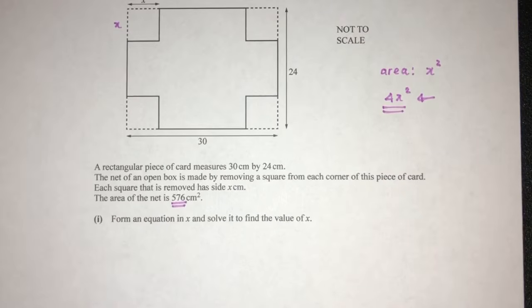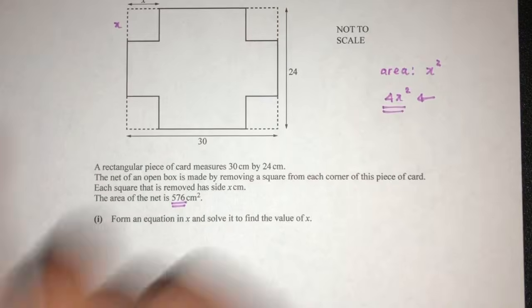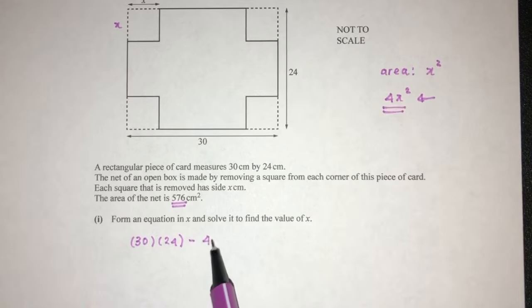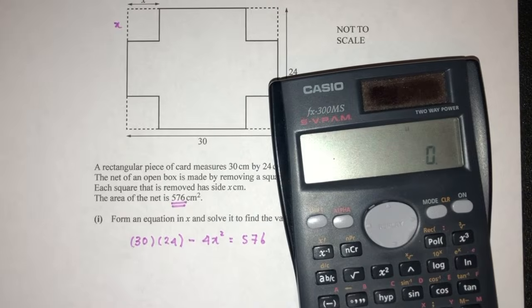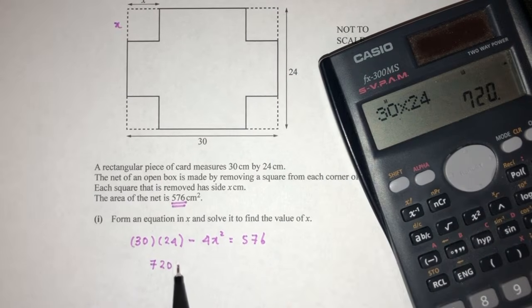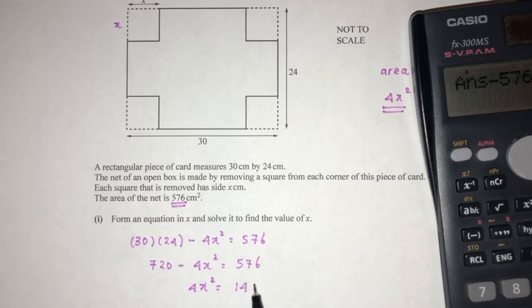So how do you find the area of the net? Pretty easy. We first find the whole area and minus the 4 squares. So the whole area will be 30 times 24 minus the 4 squares. You will have this one. 30 times 24, that will be 720, minus 4x squared, equals 576. So 4x squared will be what? 720 minus 576, that will be 144.